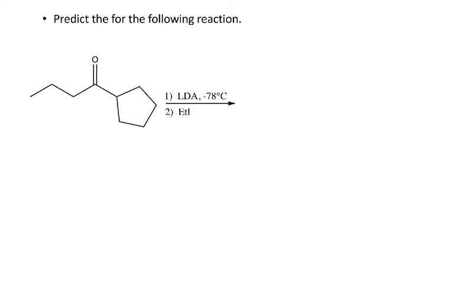All right, in this example, we're just asked to predict the product. Here we're using a sterically hindered base at low temperatures, and so this is going to favor the kinetic product. And so I'm going to favor alkylating the less substituted alpha carbon. So this alpha carbon is connected to 2 other carbons. This alpha carbon is connected to 3 other carbons, and so we're going to alkylate at this position. And so my product in this case is I'll attach an ethyl group there.